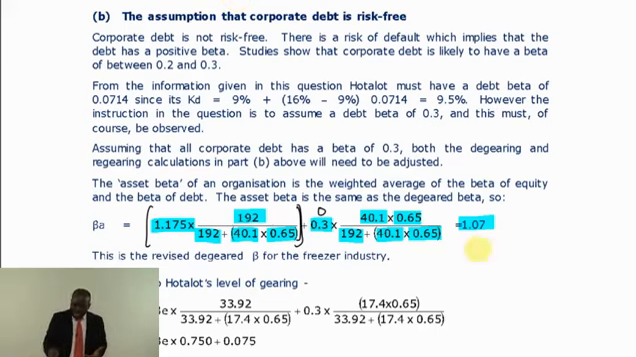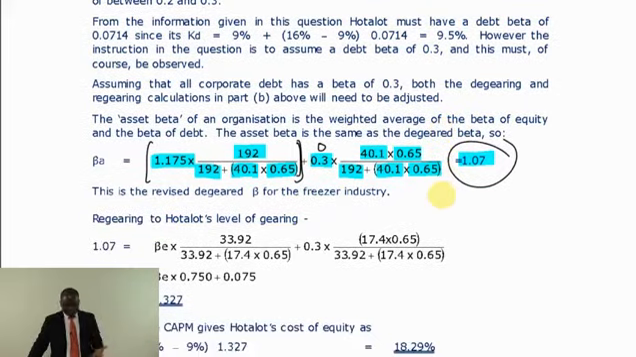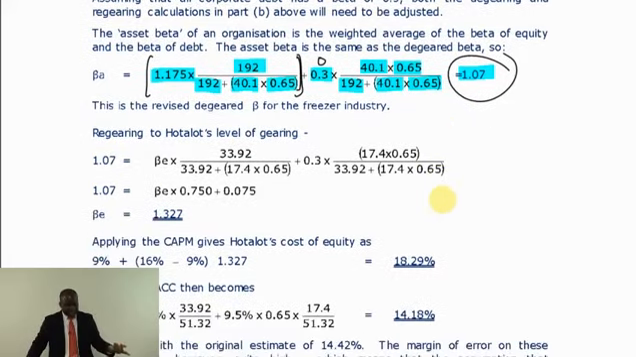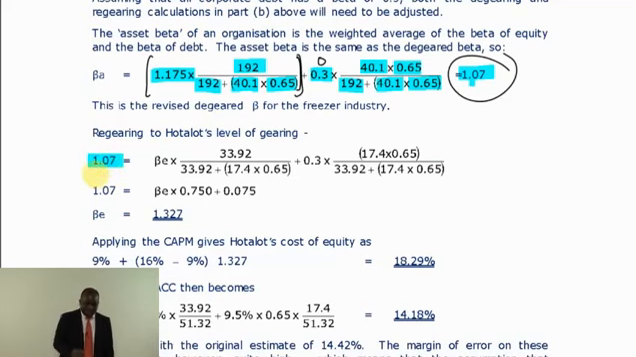If you get that asset beta, what do you do? Because our company is having debt, we would have to re-gear it. And to re-gear, we need the same formula. So this is what we say. The asset beta is 1.07. Equity beta geared is what we're looking for.